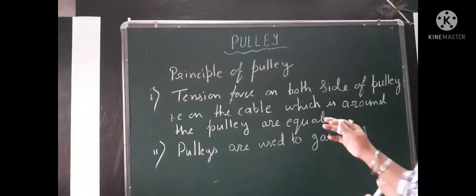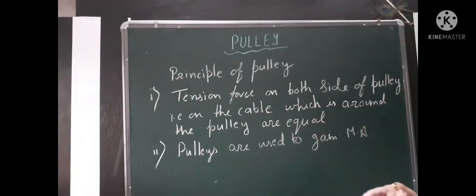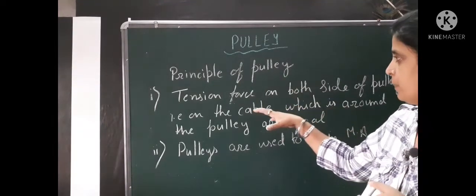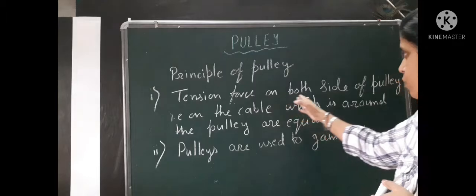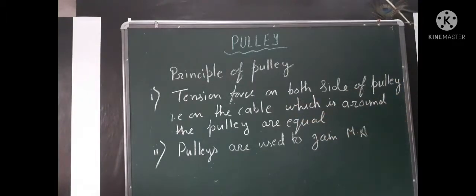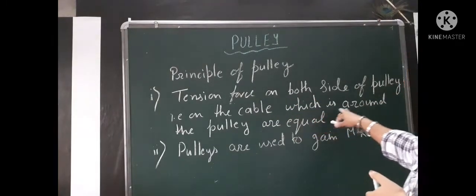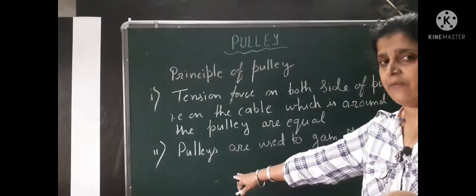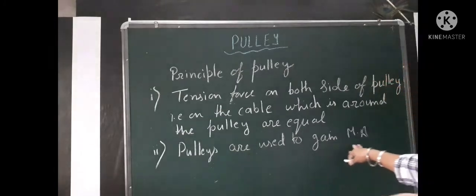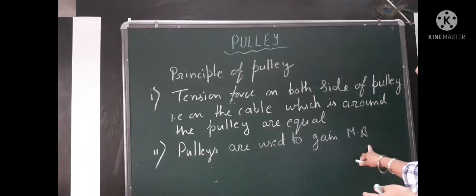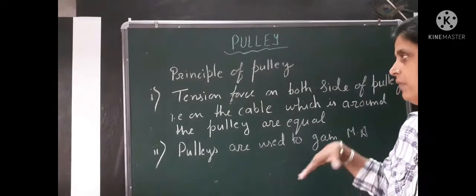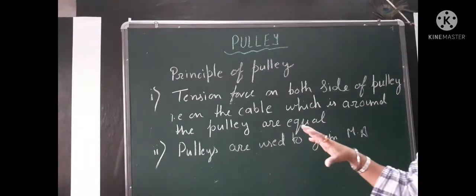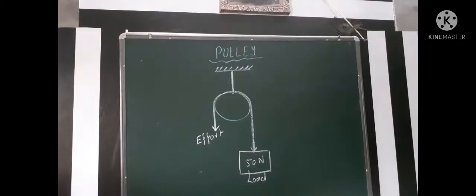Now see, if you want to note down the principle, please note down: the principle of pulley is what? Tension force on both sides of the pulley, that is on the cable which is around the pulley, is equal. And the second thing, which I have already discussed, is that pulleys are used to gain MA, that is mechanical advantage. Okay, now I will explain the concept with the help of diagrams.